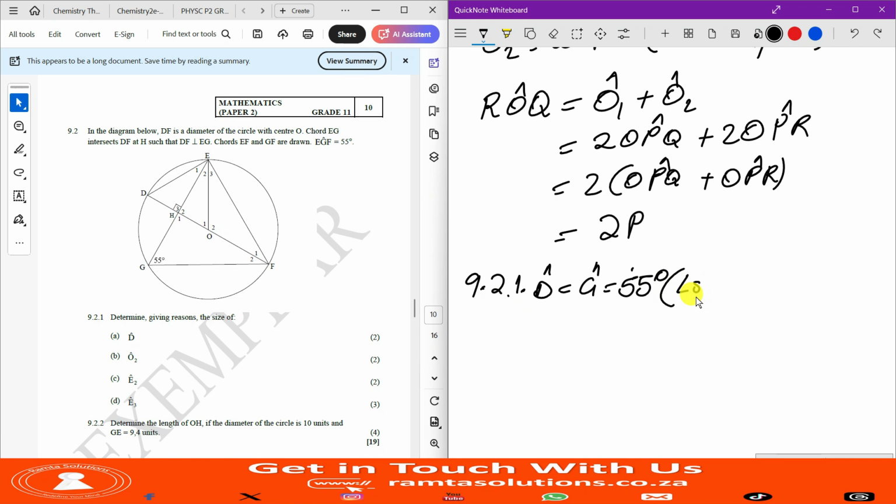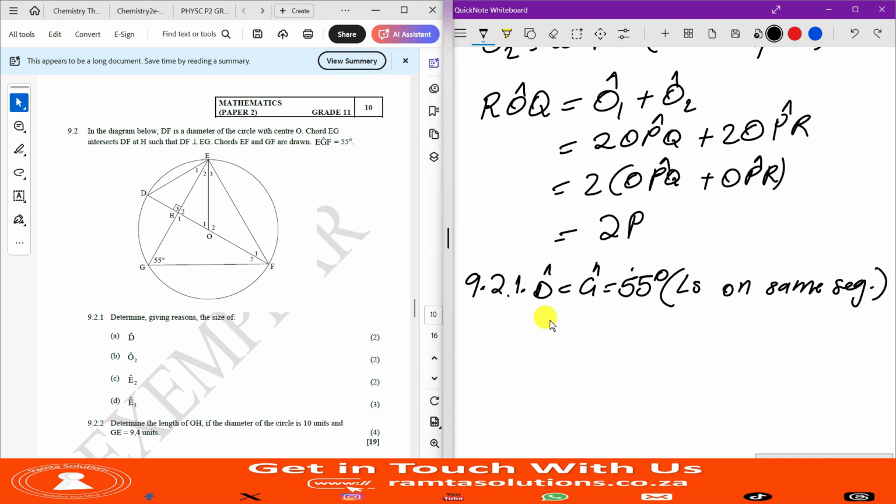Is that so? Are they angles opposite equal sides? No, they are angles on same segment. In other words, you see them like this. So they are angles on same segment. Okay, great. 9.2, oh, it's A. Okay, now let's go to B.